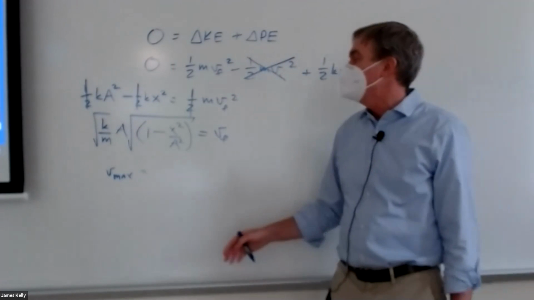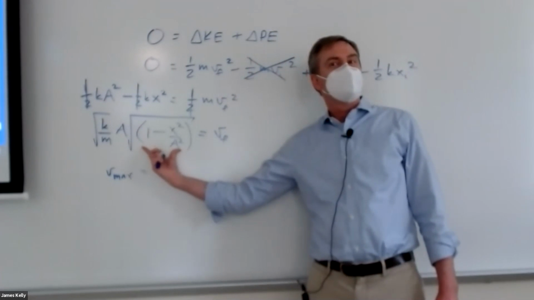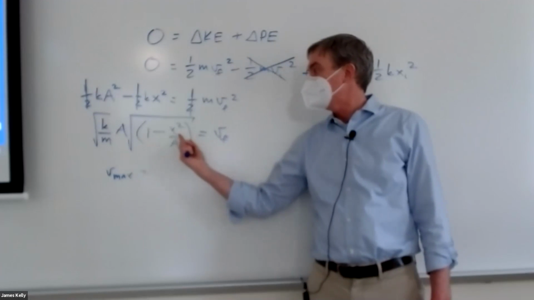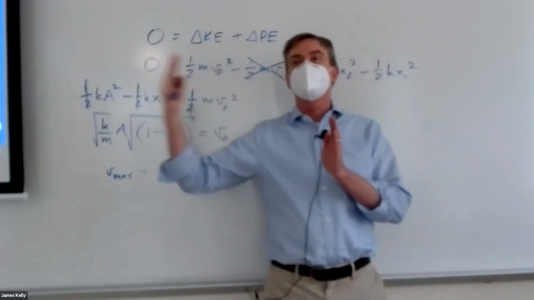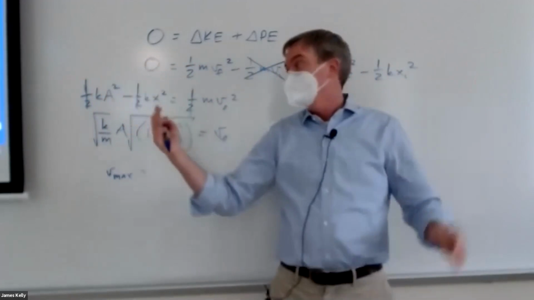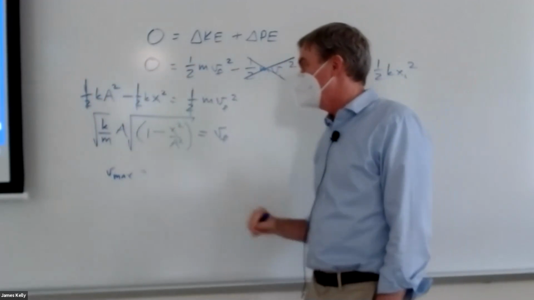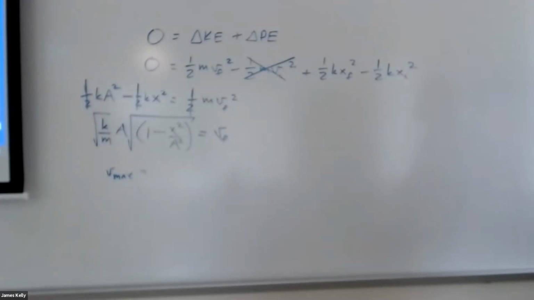When x equals A, what's under the square root? It's a 0, right? If x equals capital A, that's when it's either farthest in or farthest out. Then the speed is going to be 0, right? And that makes sense. When we plug in x equals A, we get 0.